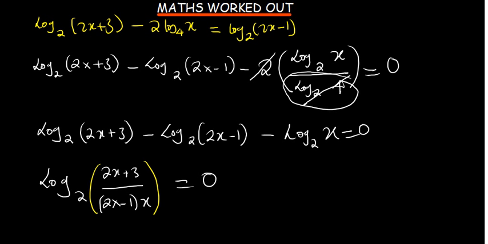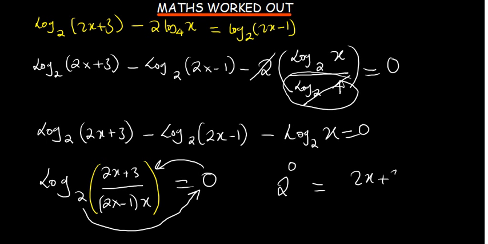Yes. Okay, now you express this as an exponential function. So this is the base, this is going to be the power, and should be equal to this one. So I'm going to say 2 to the power 0 is equal to 2x plus 3 over this one. Now write that as 2x squared minus x. Hope you can see that, can you? Yes, I can.